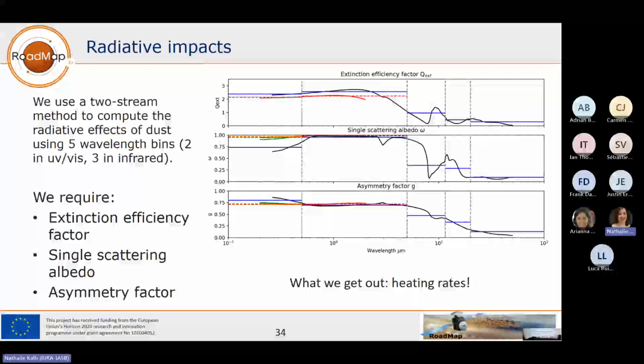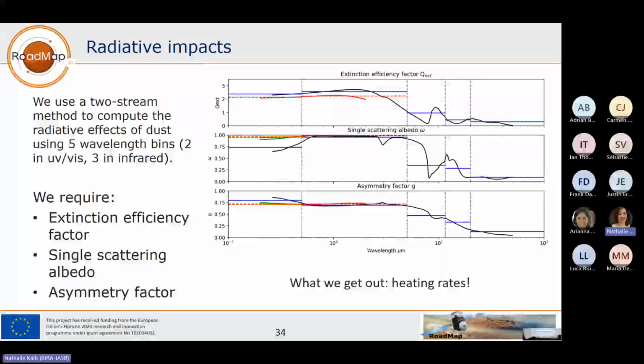We have 5 wavelength bins. This is wavelength and extinction, single scattering albedo, and asymmetry factor. The black line is from Mike Wolff, and the blue lines are, so you have to take an average for the bin and use these to get the inputs to the two-stream radiative transfer. And what we get out is heating rates. So there's plenty of room for improvement here.